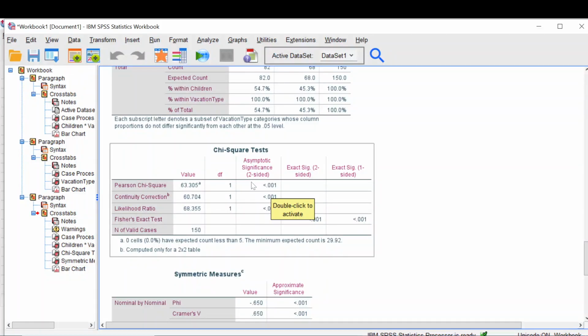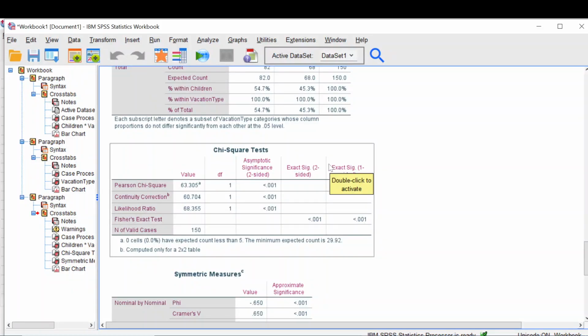But how big was the chi-square value? So we move over to value, and we can see that it's 63.305. This is how they reflect the value itself. Degrees of freedom in a chi-square analysis is rows minus 1 times columns minus 1. We have a 2 by 2 table. 2 minus 1 is 1. Another 2 minus 1 is also 1. 1 times 1 is 1. So just keep in mind that's how degrees of freedom are calculated in a chi-square.